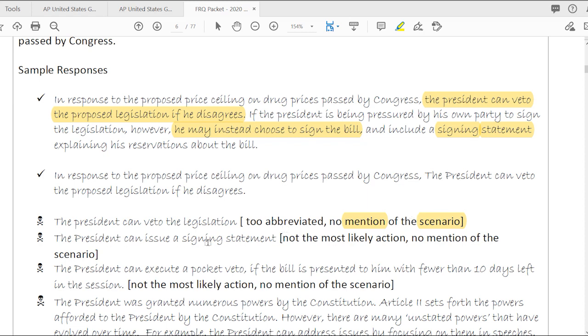The president can issue a signing statement. Well, that's true, but that's not the most likely action. Remember, low-hanging fruit. You've got to remember, some people in the country taking this exam are literally freshmen, sophomores. So they haven't had a lot of experience.